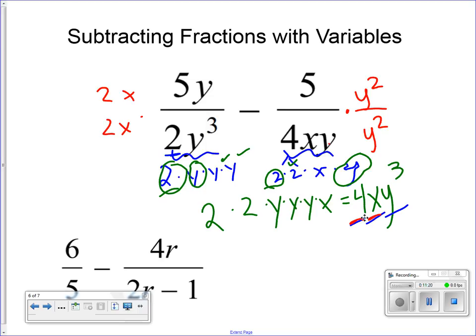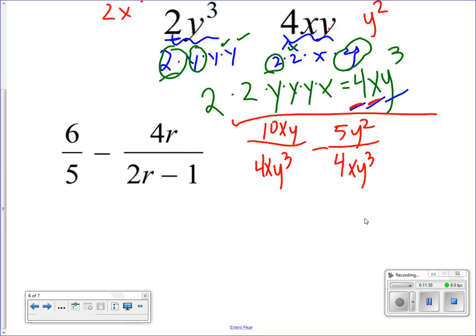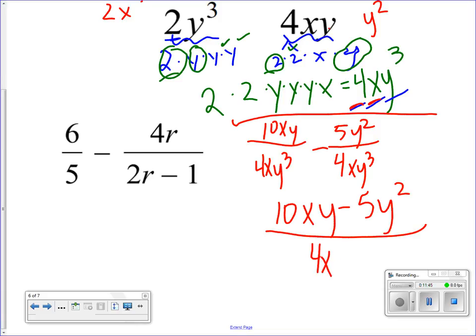So that is going to give us, I'm going to write down here, the first fraction will be 10xy all over 4xy cubed minus 5y squared all over 4xy cubed. So now it's very similar to addition, except we are subtracting the numerator. So our final answer is 10xy minus 5y cubed all over 4xy cubed.